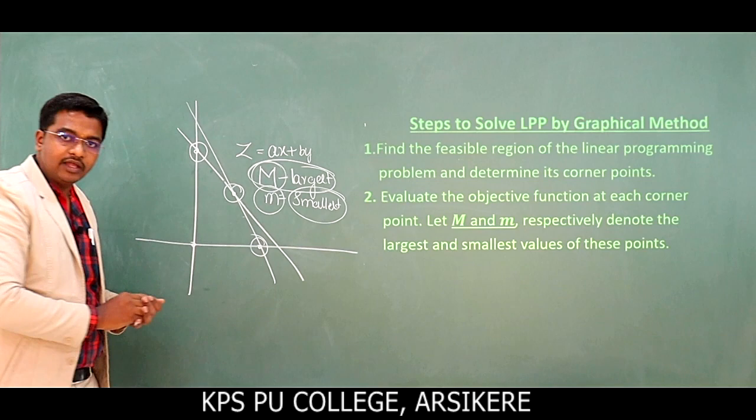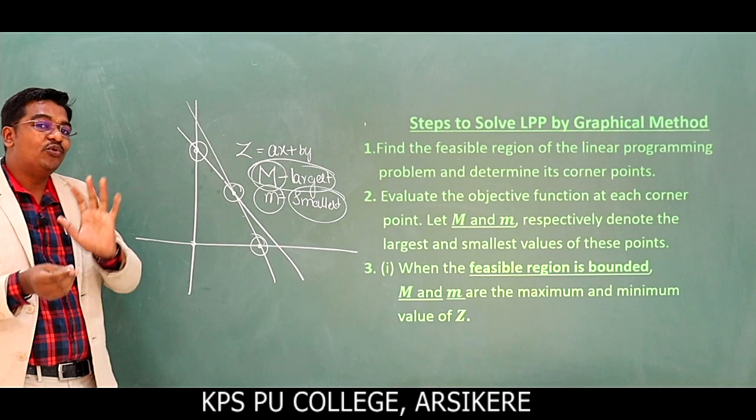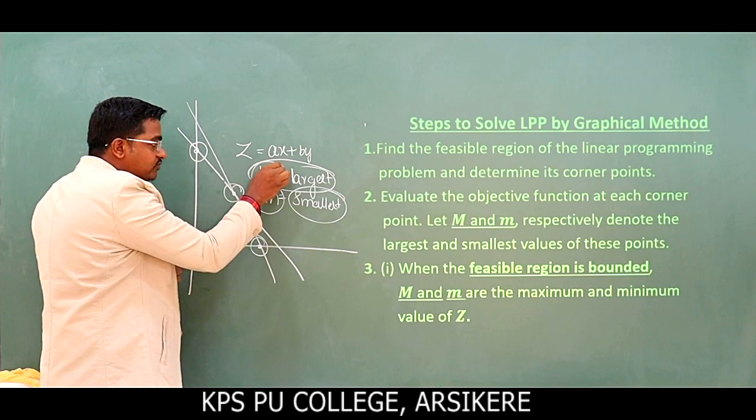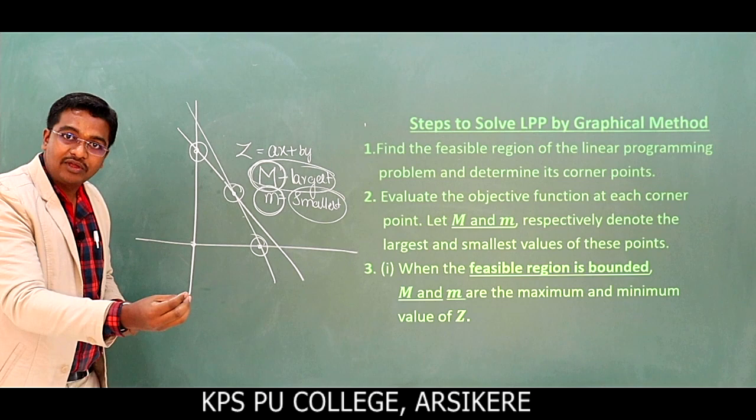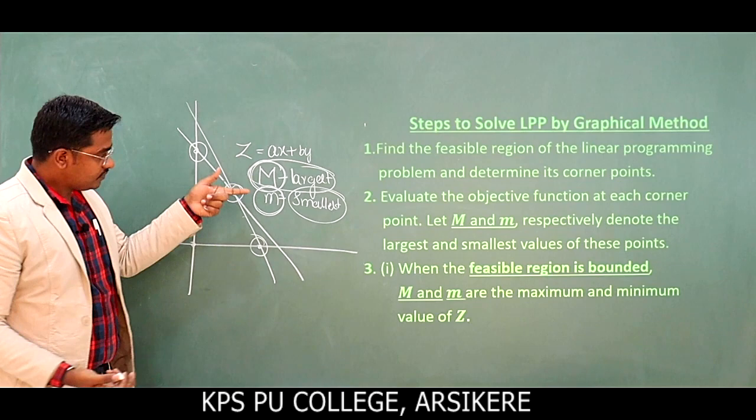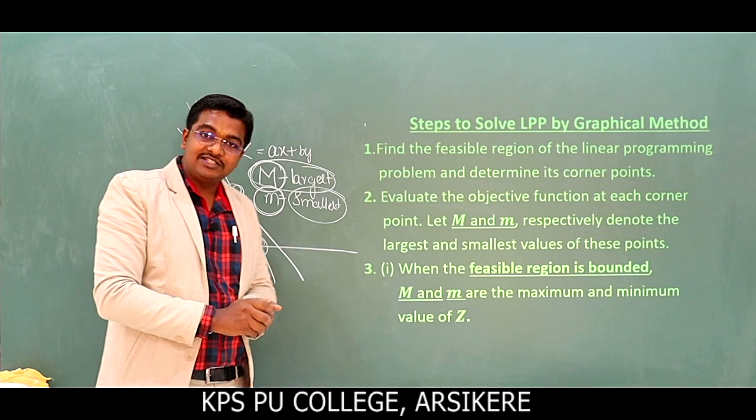Next, the third step, when the feasible region is bounded, as per Theorem 1. When this region is bounded, then the largest value M becomes the maximum value. Clear? And the smallest value m becomes the minimum value. So capital M becomes the maximum and small m becomes your minimum when this region is bounded. So a bounded region is no problem.